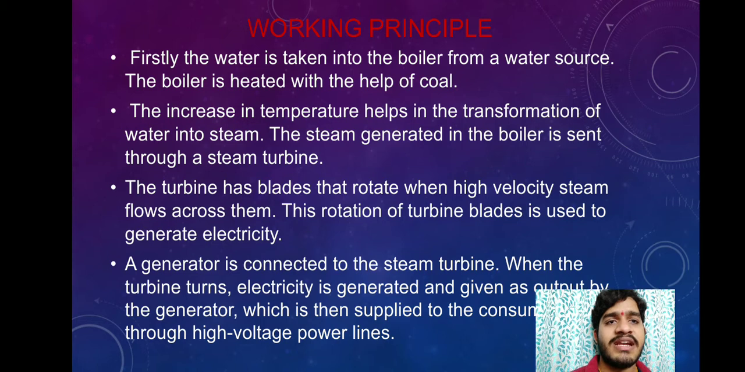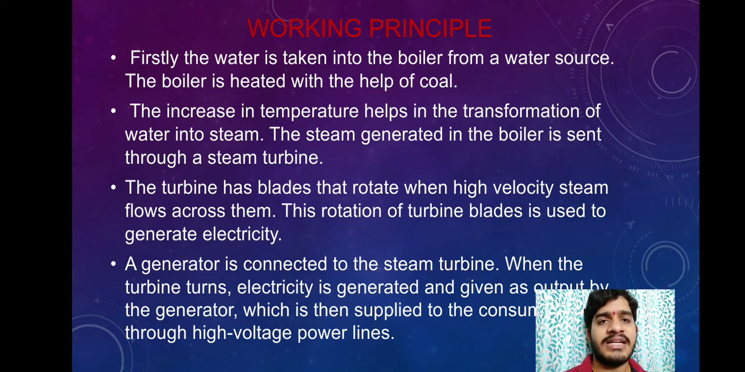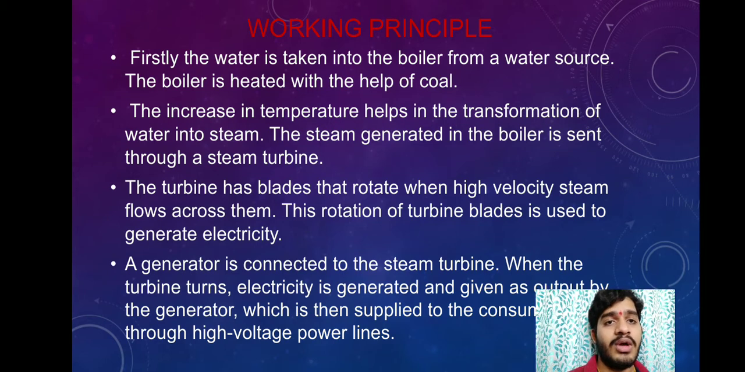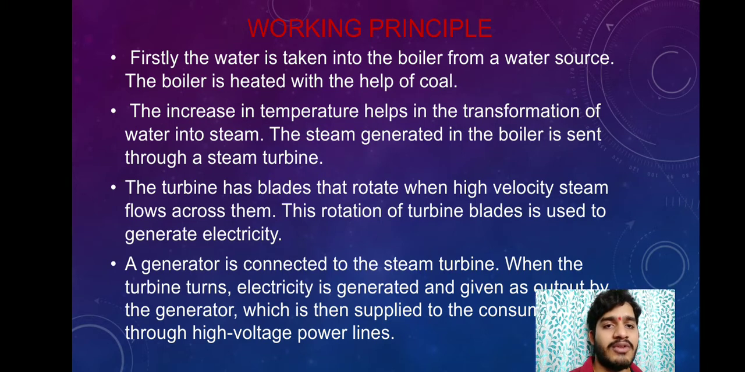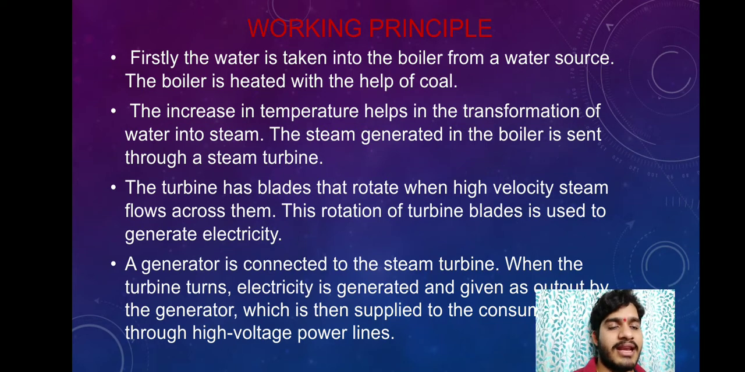The steam generated in the boiler is sent to the steam turbine, and the turbine has blades that rotate with the high velocity steam flow across them. This rotation of turbine blades is used to generate electricity. The generator is connected to the steam turbine. When the turbine turns, electricity is generated and given as output by the generator, which is then supplied to the consumers through high voltage power lines.